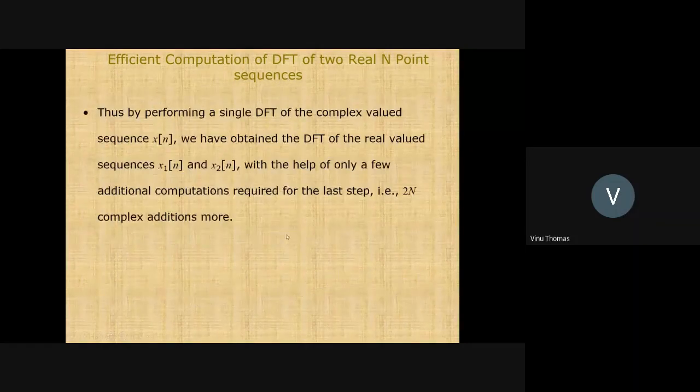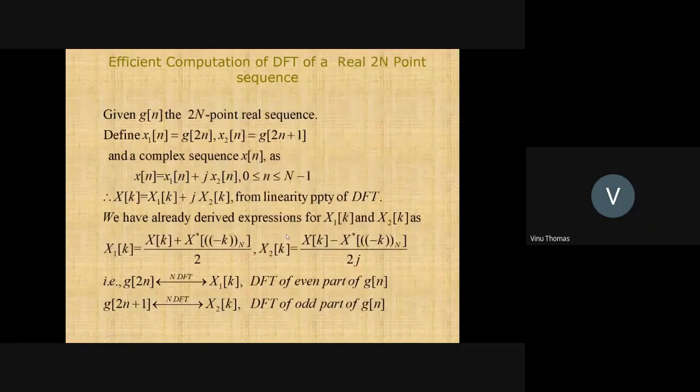Now we will also look at the second case. The second case is when you have a 2n-point real sequence. This is also approached in a similar manner. Let g of n be a 2n-point real sequence. Now let us define x1 of n as g of 2n. What is g of 2n? Meenakshi, what is g of 2n?